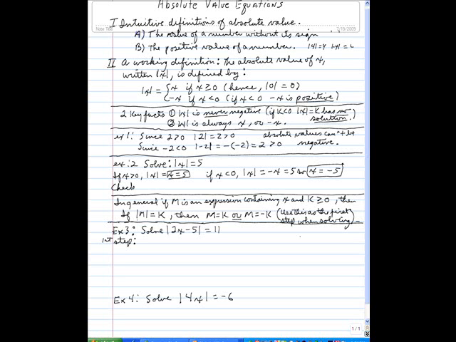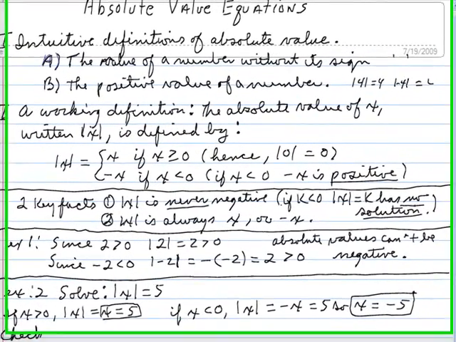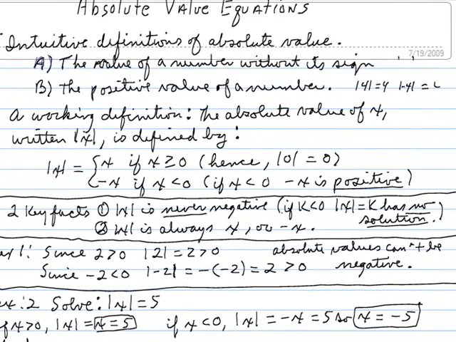First off, I want to look at the way people think of absolute value intuitively, so I have a couple of intuitive definitions at the top of the page. The first one says the absolute value of a number is the value of the number without its sign. So if I'm trying to take the absolute value of negative 2, I want the value of negative 2 without its sign, which is 2.